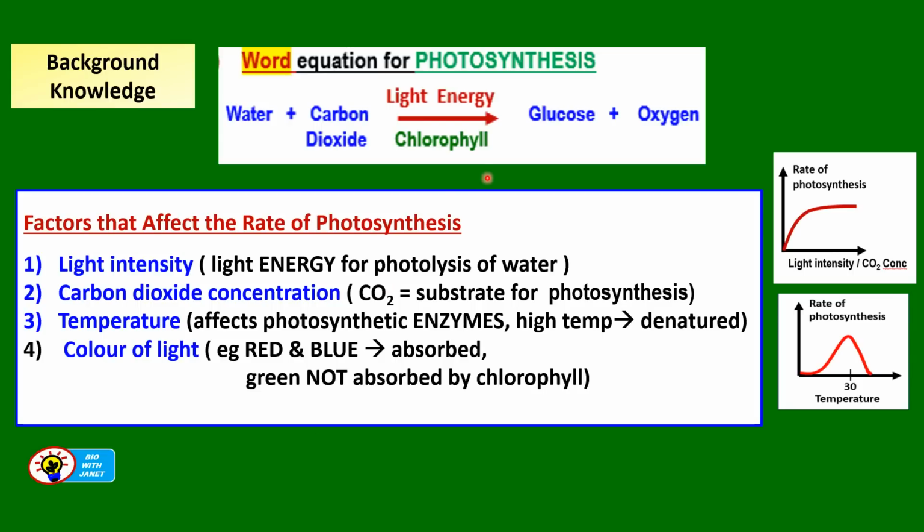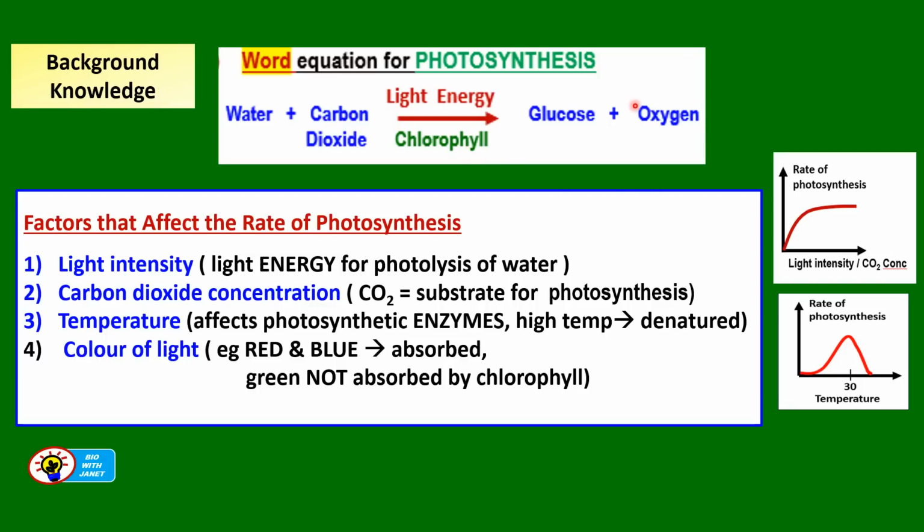So here's some background knowledge about photosynthesis before we begin. The word equation for photosynthesis is water plus carbon dioxide, with the help of light energy absorbed by chlorophyll in the leaf, produces glucose and oxygen. Our acronym is WECC, WEC, arrow, GO. W for water, E for energy, which is light energy, C for carbon dioxide, C for chlorophyll, and then GO stands for the products, glucose and oxygen.